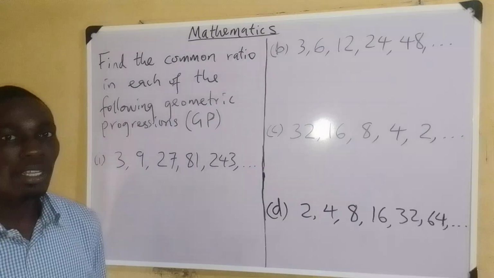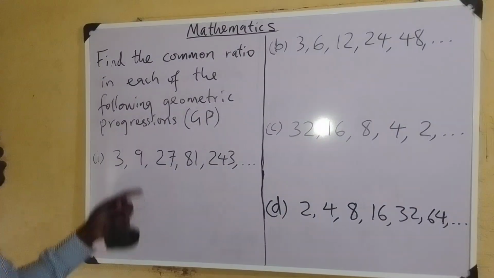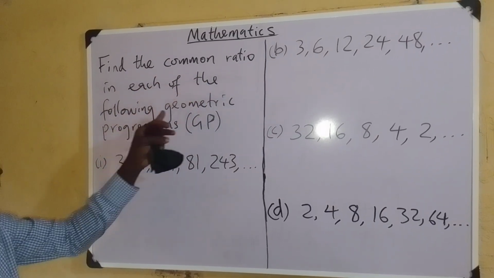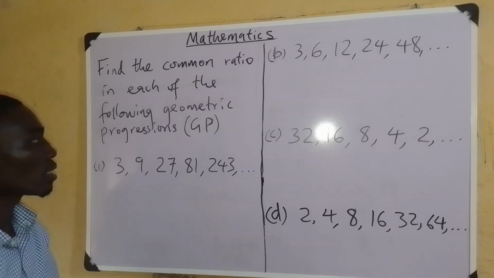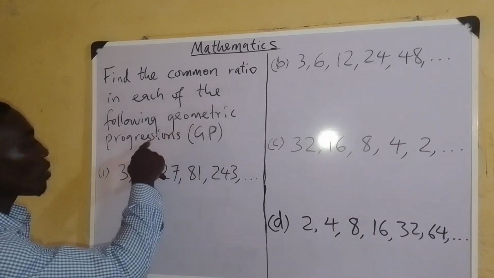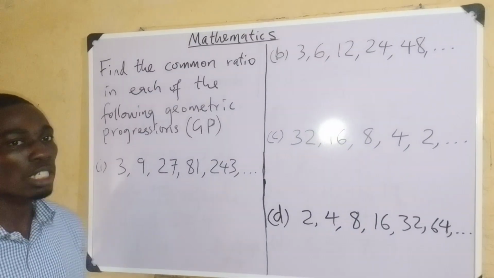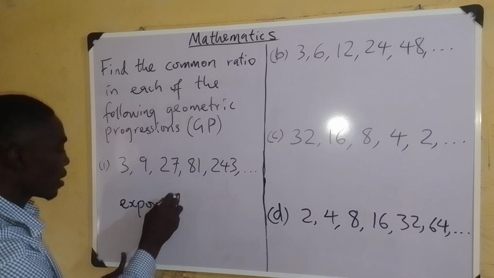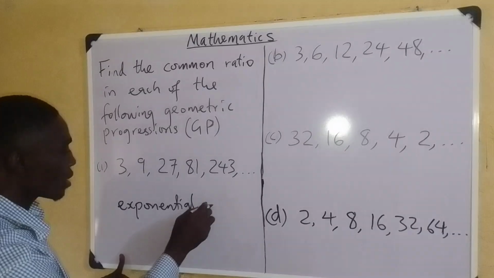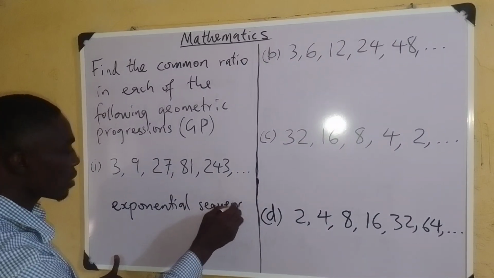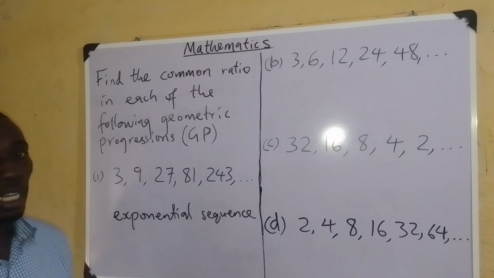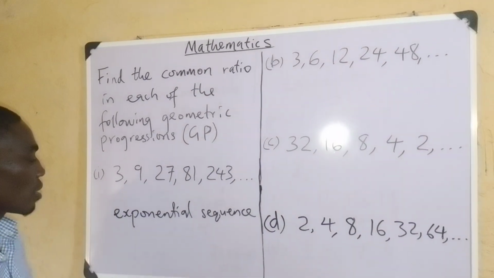The question that we have here says, find the common ratio in each of the following geometric progressions. Geometric progression is also called GP, or exponential sequence. Either you call it geometric progression or you call it exponential sequence.